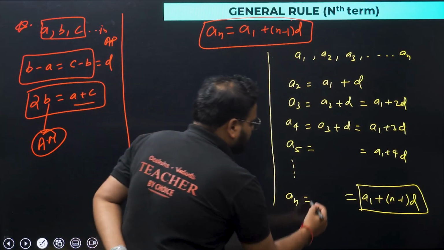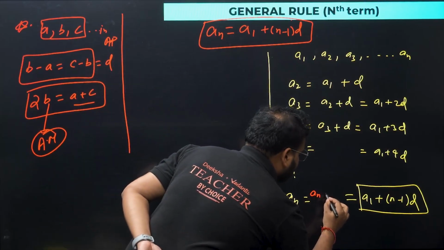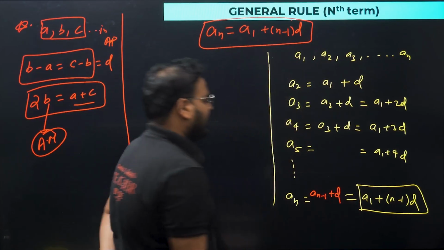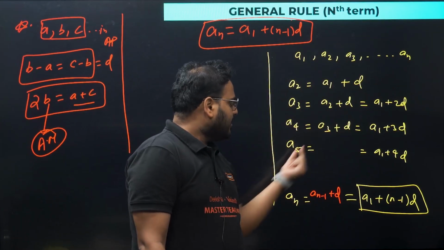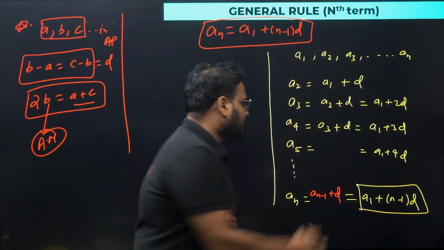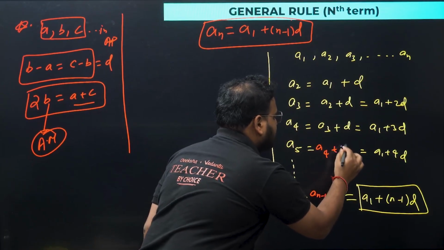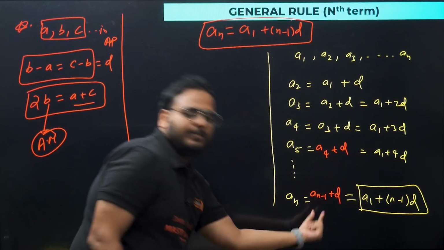Now what is this written over here? Actually this is nothing but a n minus 1 plus d. See, if it is 4 then this is 3, right? So if it is 5 it will become a4 plus d. So if it is n it will become a n minus 1 plus d.